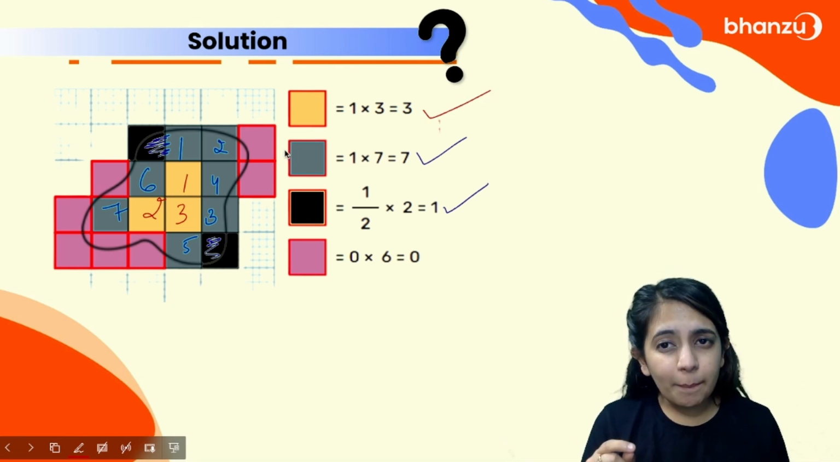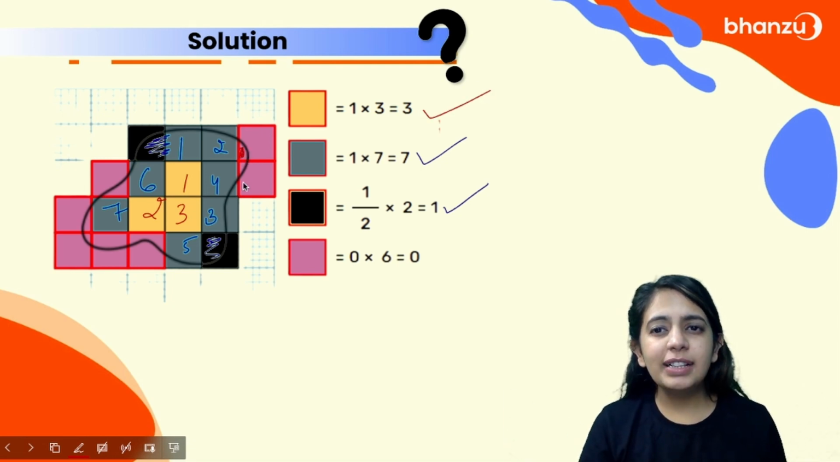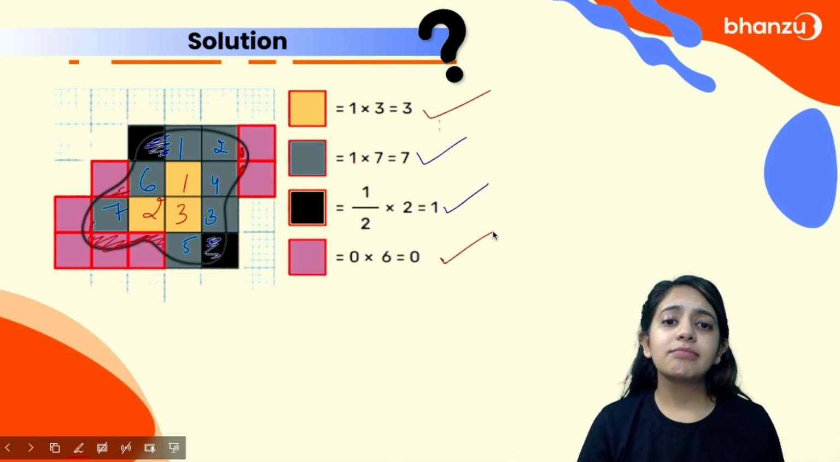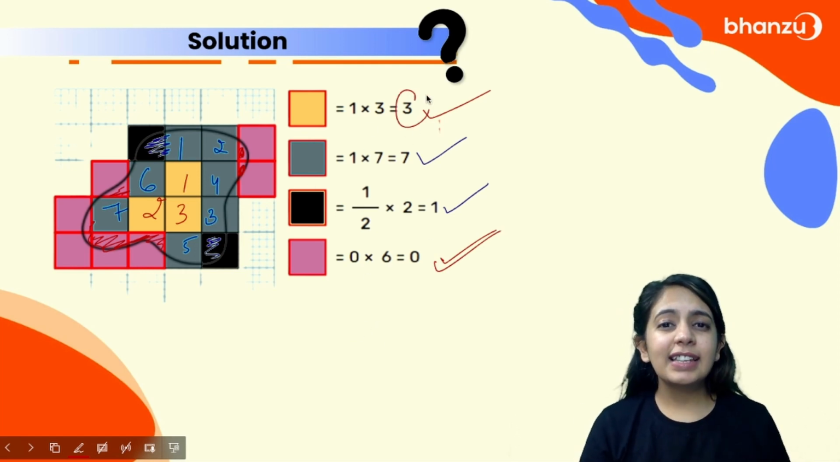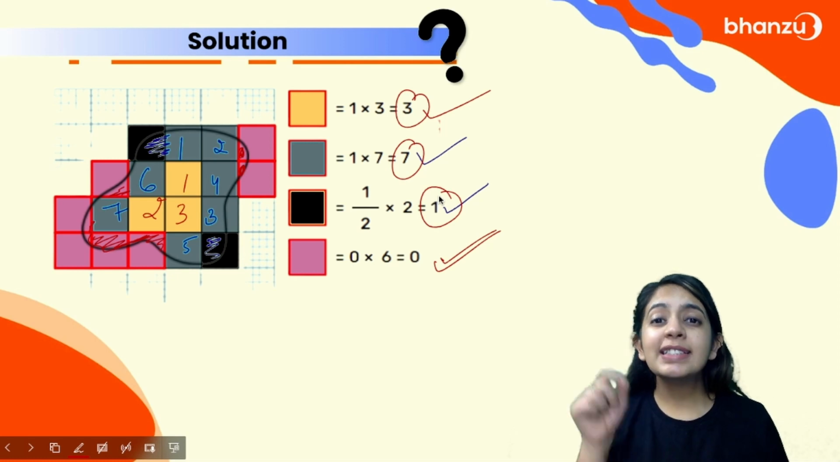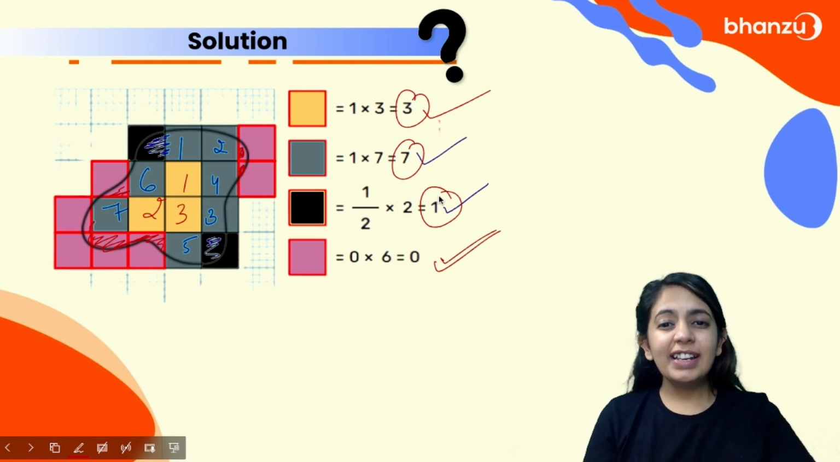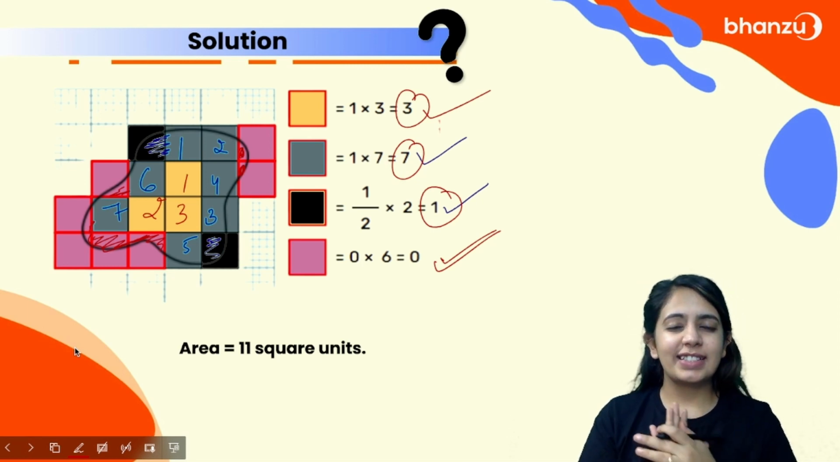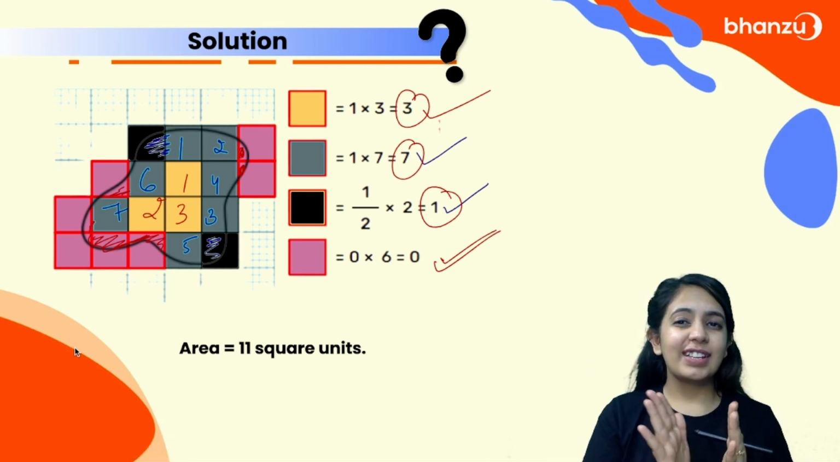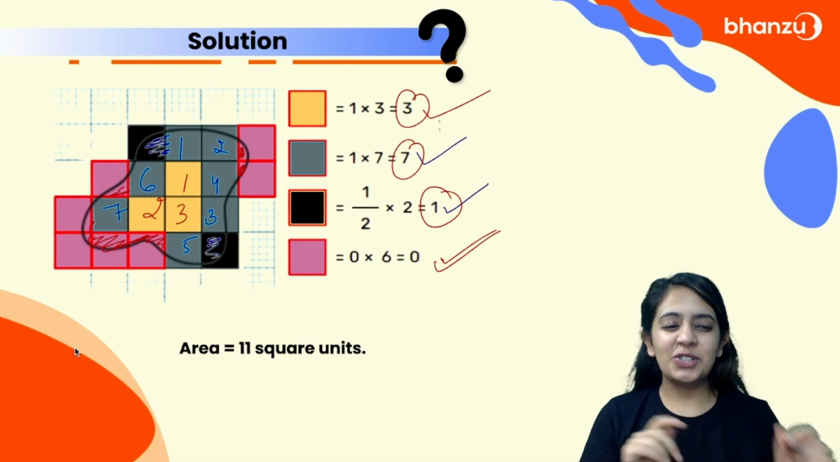Okay, there are some more over here, right? For example, these ones. They are less than half if you observe. So if they are less than half, we have to take them as 0 only. So now tell me, what is the total area? The total area is 3 plus 7 plus 1 square unit, right? That is 11 square units is the answer. 11 square units is the area of this shape.